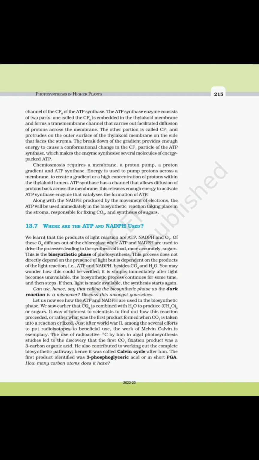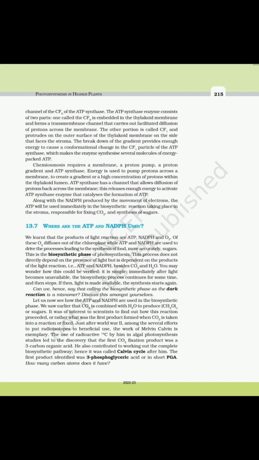This process does not directly depend on the presence of light but is dependent on the products of the light reaction, i.e., ATP and NADPH, besides CO2 and H2O. You may wonder how this could be verified. It is simple. Immediately after light becomes unavailable, the biosynthetic process continues for some time and then stops. If then light is made available, the synthesis starts again.